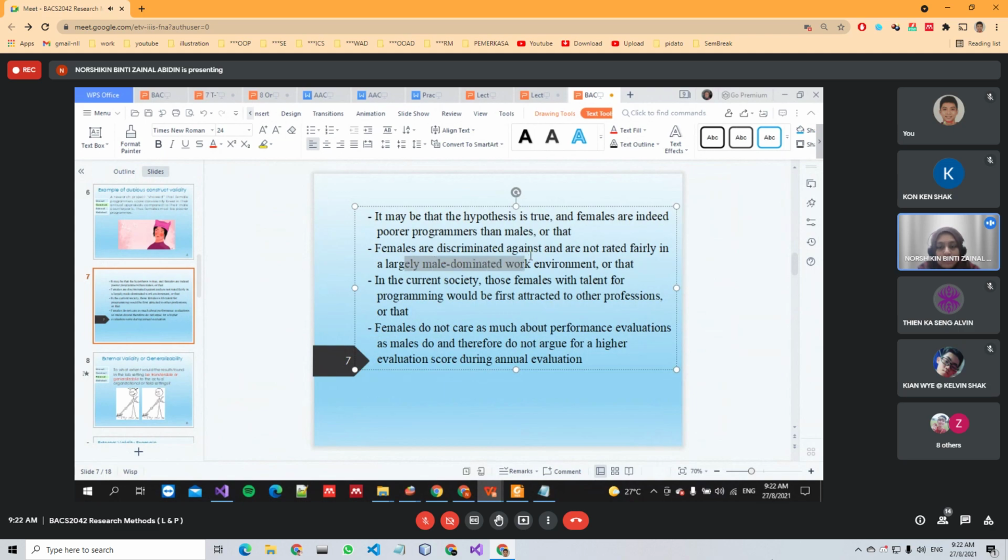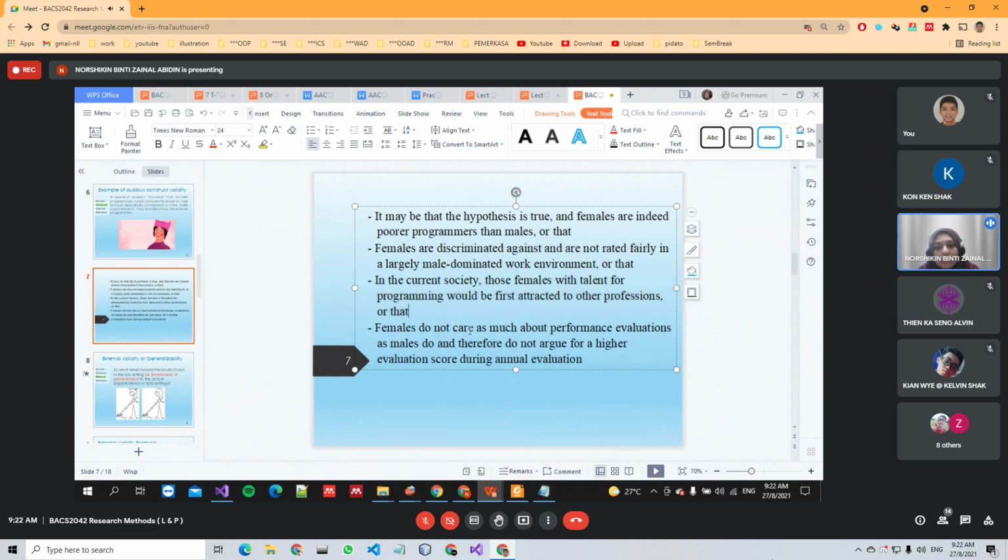Okay, it can be due to this reason too: in the current society, those females with talent for programming would be first attracted to other professions. This one can be a reason for the statement just now too. Other profession means other field, for example, lecturer, scientist, researcher. That is a profession.